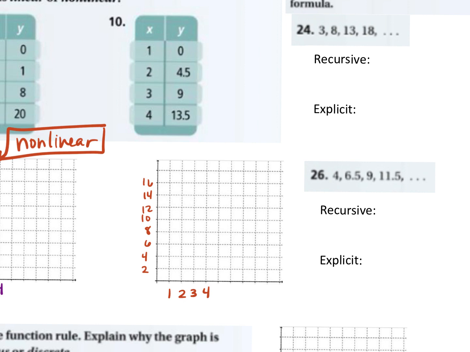And then just be careful when you plot these. 1, 0, right? That's right here. 2, 4.5 is not halfway between 4 and 6, right? It's a fourth of the way. 5 would be halfway between, so 4.5 is right about there. 3, 9, that one's halfway in between, right there. And then 4 and 13.5. 13.5 would be 3/4 of the way because 13 would be halfway. So then when you look at that, you can see this one actually does make a straight line. So this would be a linear function.